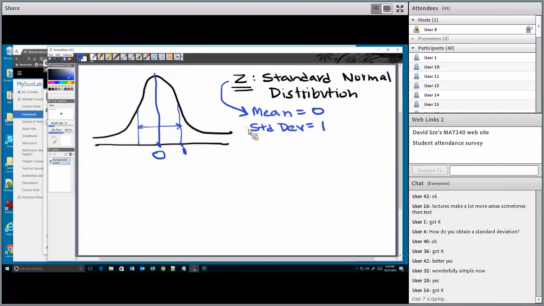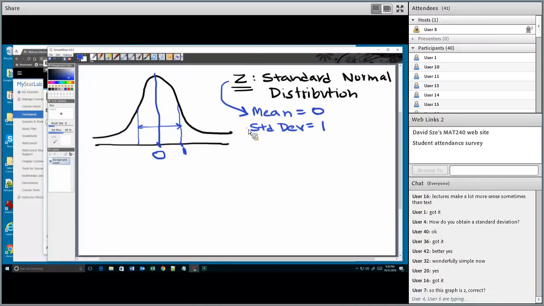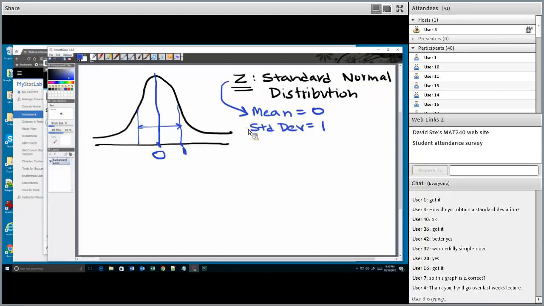Kiela, remember last week we obtained the standard deviation. I believe it was the first lecture when we calculated the standard deviation. So there's a formula associated with it. So go over that.